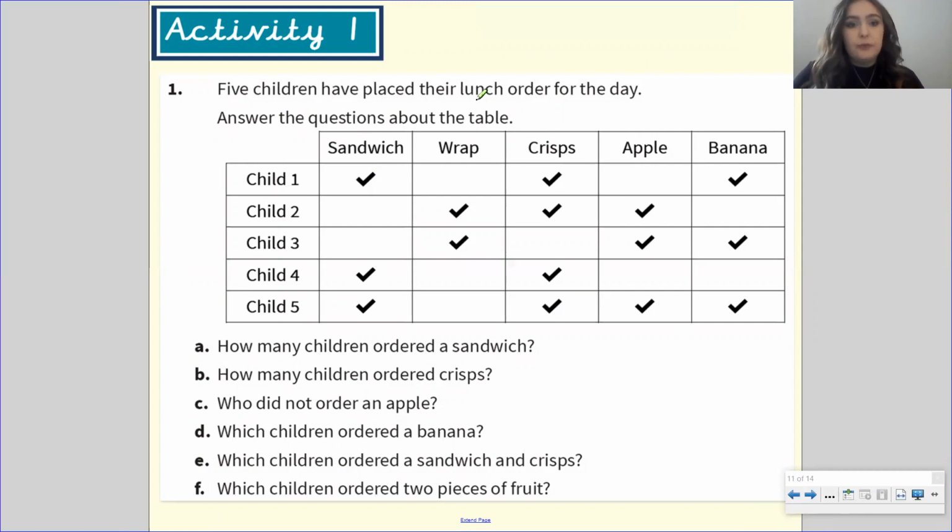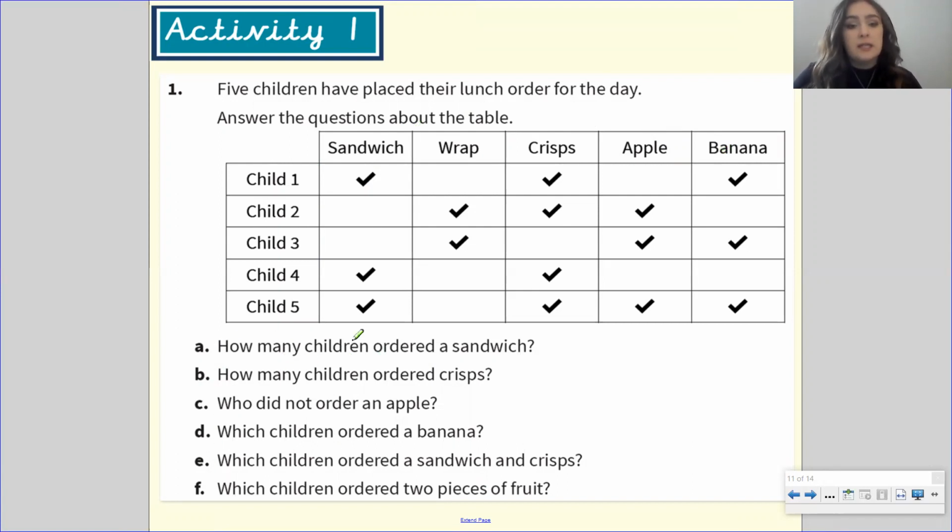So 5 children have placed their lunch order for the day. You need to answer questions about the table. So you've got a table here, you've got child 1, 2, 3, 4, and 5, and they've got sandwich, wrap, crisps, apple, and banana. And you need to work through these questions and give me the answers.